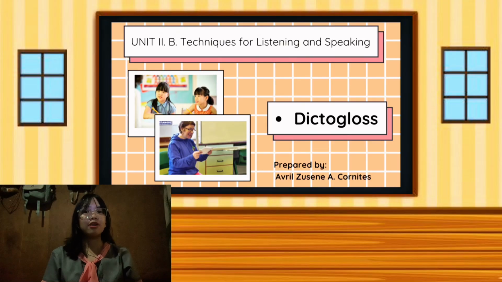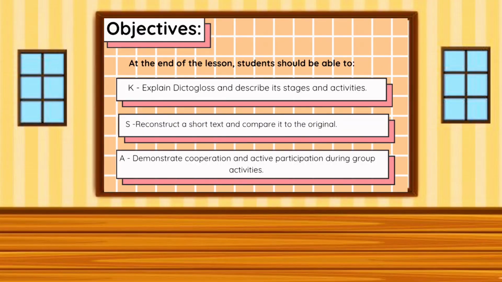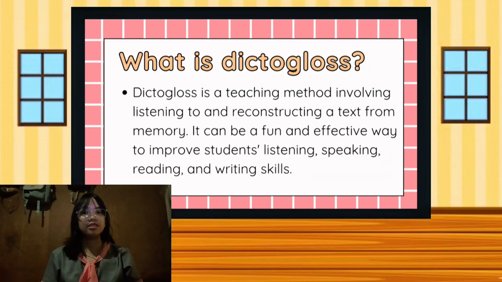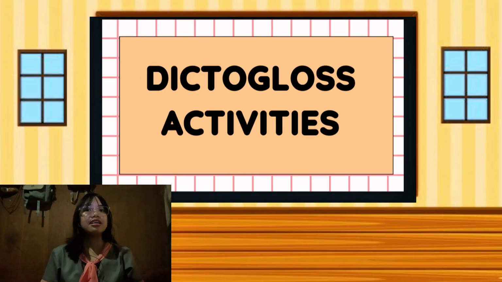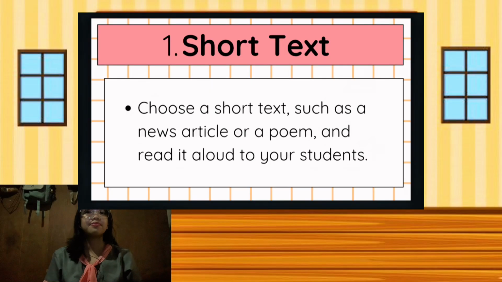Today, I will be talking about Unit 2, the techniques for listening and speaking using Dictogloss. So what is Dictogloss? Dictogloss is a teaching method involving listening to and reconstructing a text from memory. It can be a fun and effective way to improve students' listening, speaking, reading, and writing skills. Here are a few ideas for Dictogloss activities that you can try in your classroom.